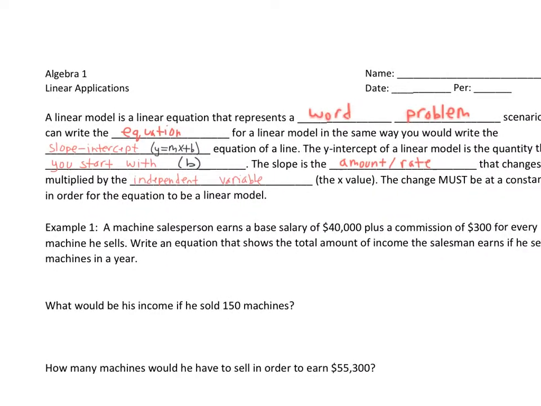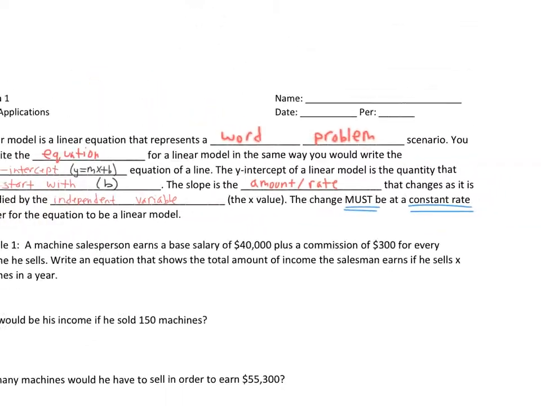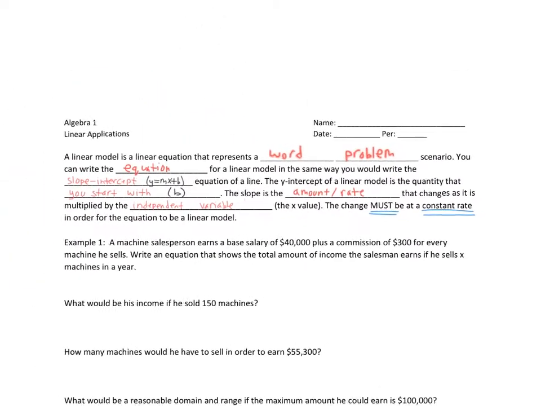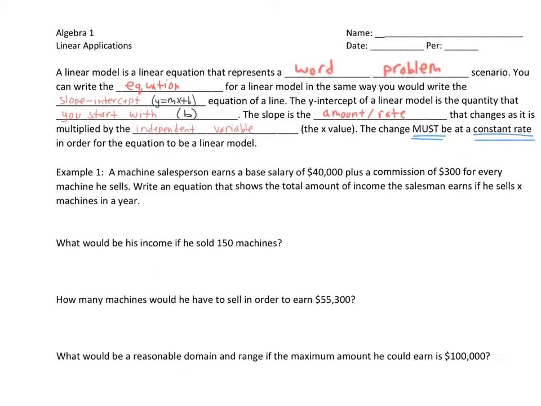The change must be at a constant rate in order for it to be a linear equation. Remember that it needs to be a constant rate of change in order for it to be linear. So that amount or the rate needs to be constant for every single value. All right, so let's go to a couple examples.